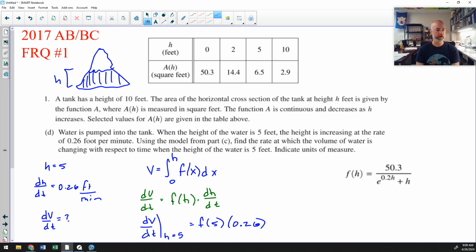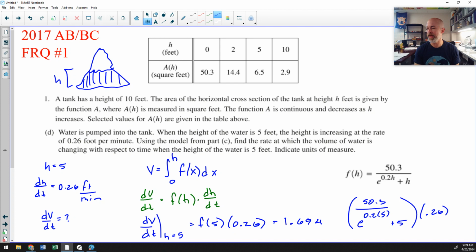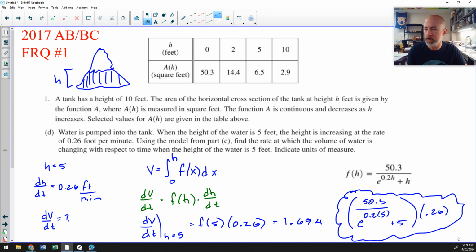And we will go to the calculator and punch that in. And when you do that, you will get 1.694. Always go to that third decimal, 1.694. And we have the f of h here, so you just plug in 5 to that function. Now, if your calculator is completely dead, they would accept the answer of 50.3 over e to the 0.2 times 5 plus 5, because that is f of 5 times the dh/dt 0.26. And that would be accepted as well. So you don't have to get the decimal approximation, but it is a lot easier just to throw that in the calculator to get a nice number.